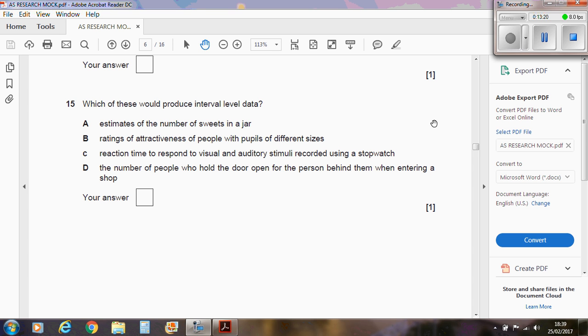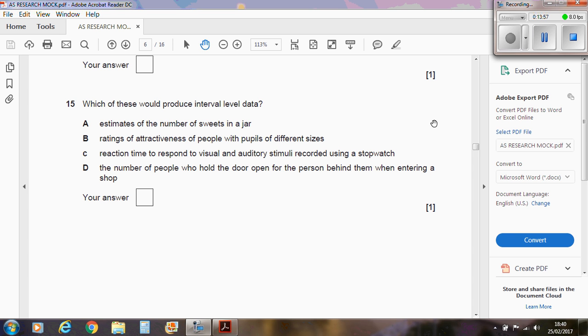The number of people who hold the door open for a person behind them when entering a shop. Well, it's either that they've held the door open or they've not. So again, you've got two categories there of the data. Estimates of the number of sweets in a jar. You've only kind of got a certain number that it will go up to. Interval data is where you've got equal intervals between something. So, for example, reaction time, you've got equal intervals. You know, the difference between a 1 and a 2 is always the same as between a 2 and a 3 and between a 4 and a 5. So the intervals are always the same.